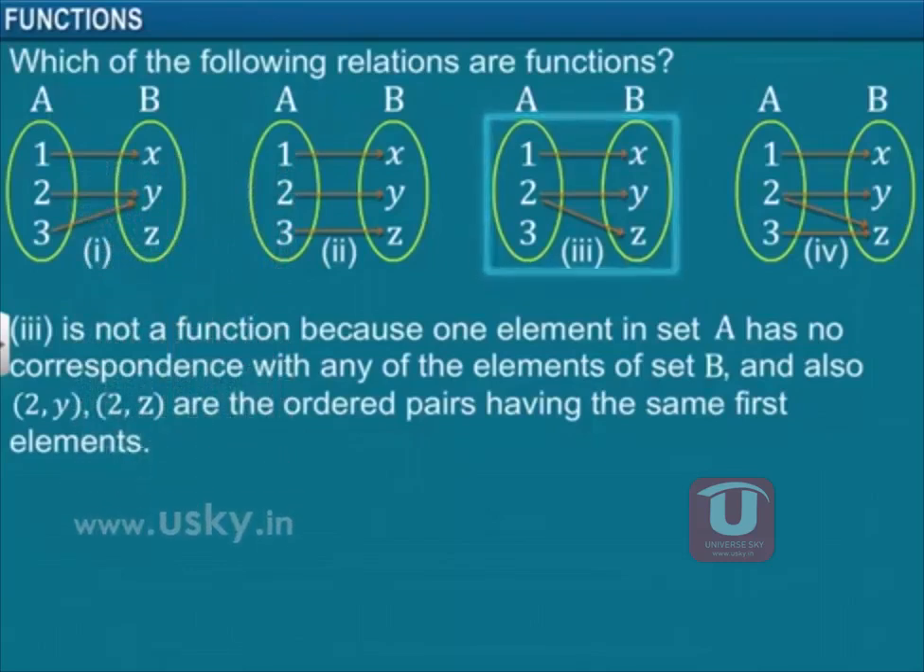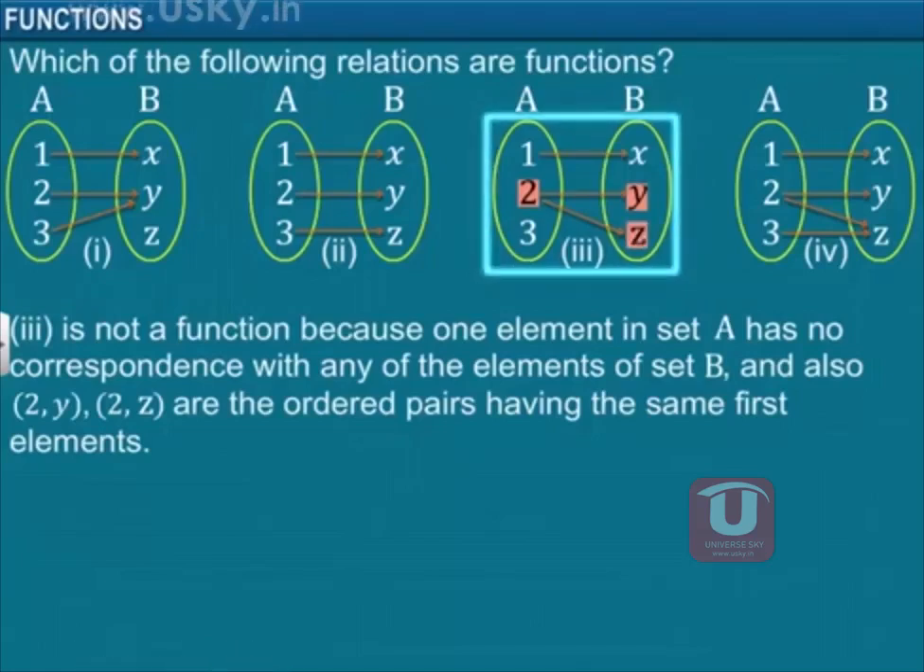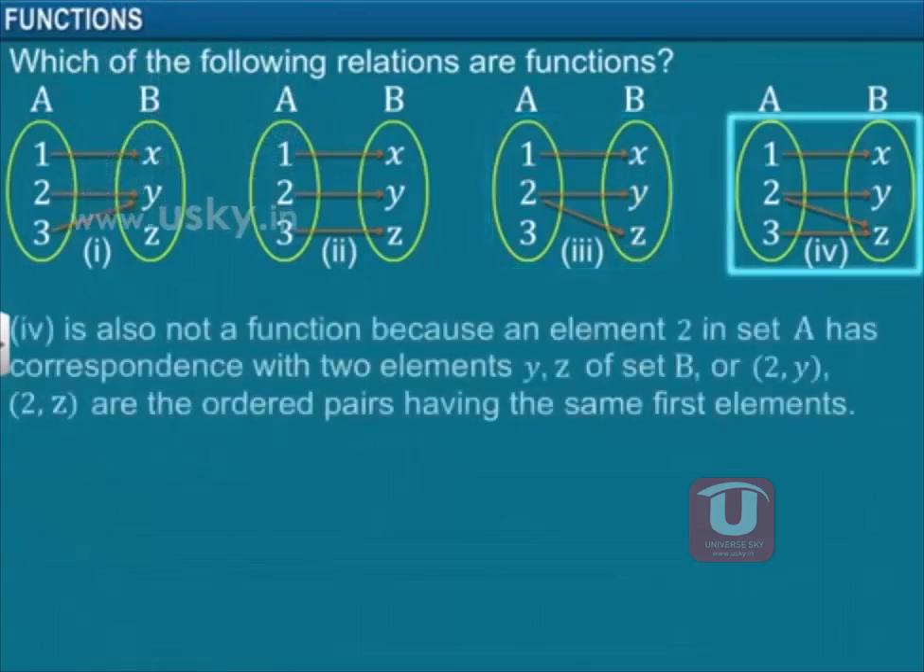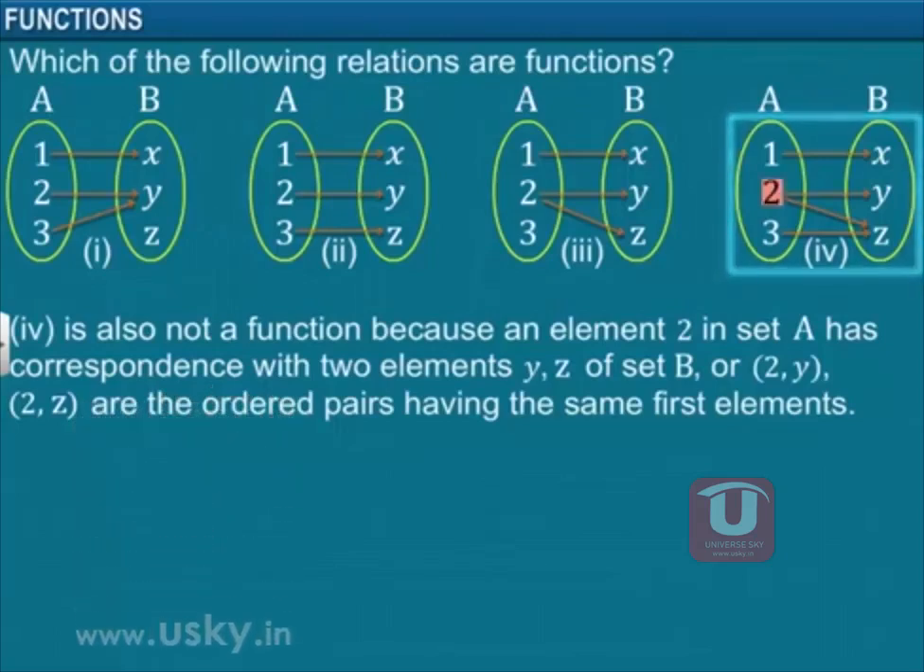4 is also not a function because an element 2 in set A has correspondence with two elements y and z of set B. Or (2, y), (2, z) are the ordered pairs having the same first elements.